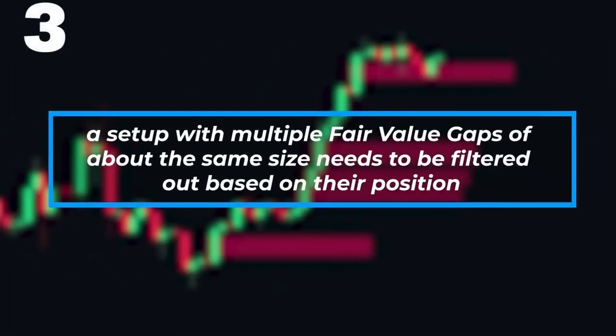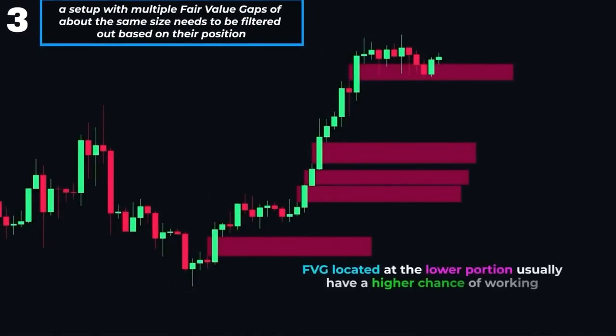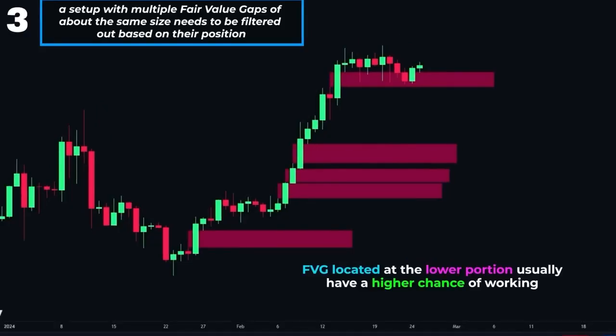Moving on to number 3. If you found a setup with multiple fair value gaps that are about the same size, and none stand out as significantly larger, you'll need to filter them out based on their position. The ones you use are the fair value gaps located in the lower portion of the move, which usually has a higher chance of working. But to do this more precisely, you'll need a tool.